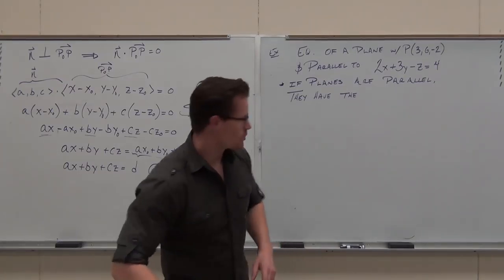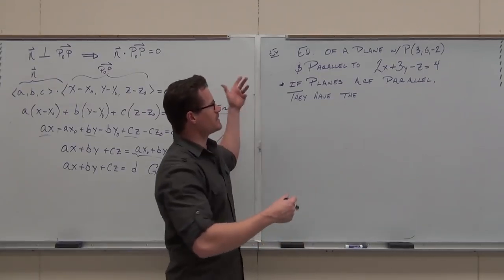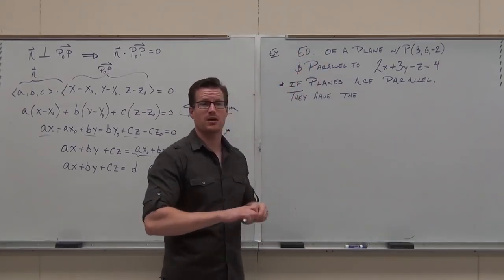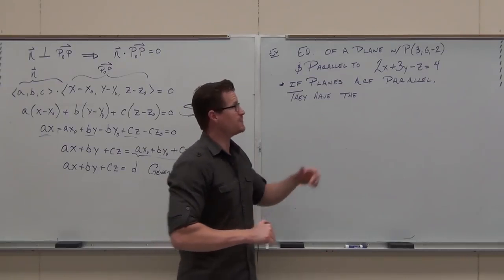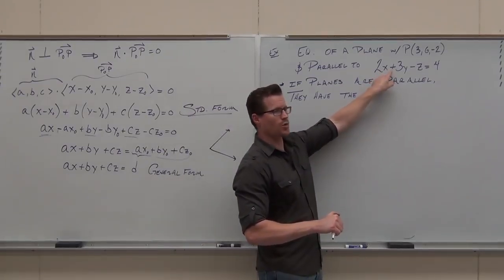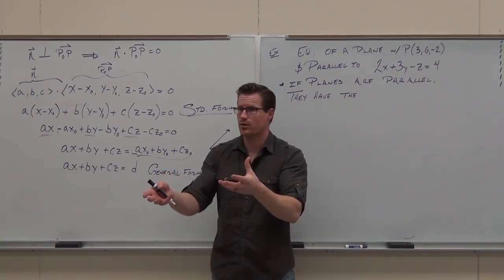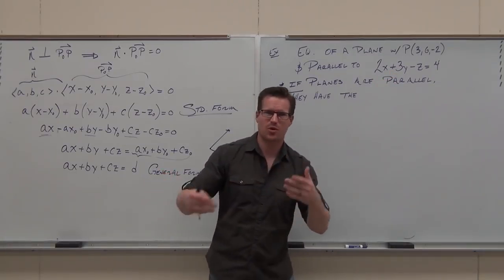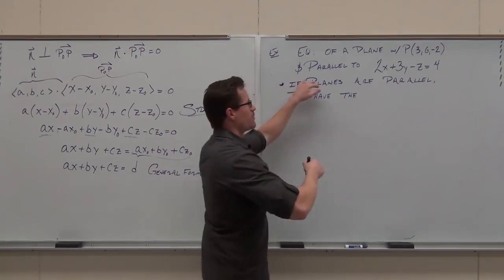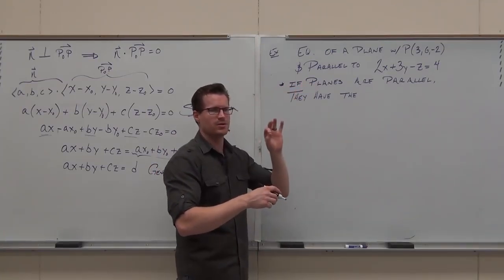No. So whenever I ask you to find the equation of a plane that's parallel to another plane, if you can find the normal vector to the parallel plane, you have found the normal vector that we are looking for. Does that make sense? It's not super hard, but you got to think like this. If planes are parallel, they have the same normal vector.